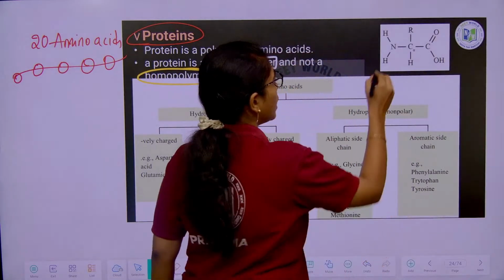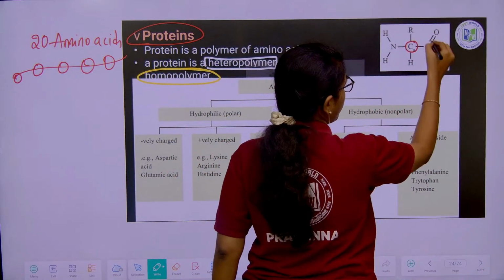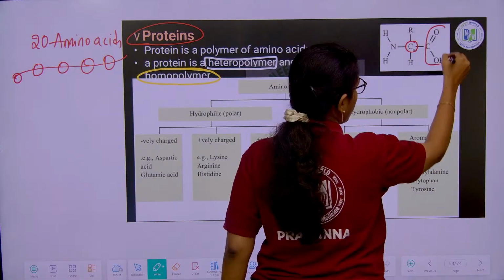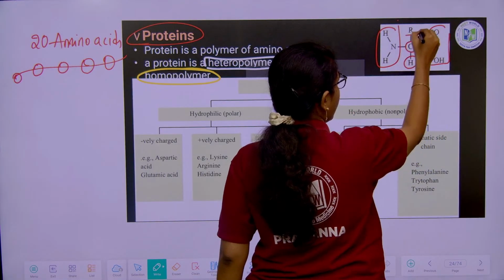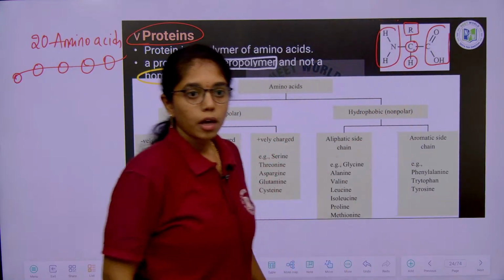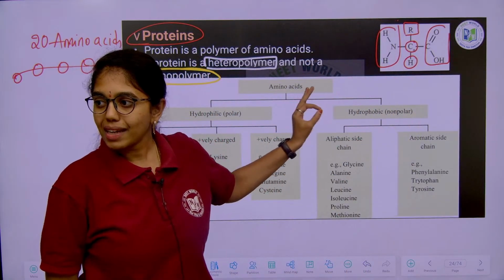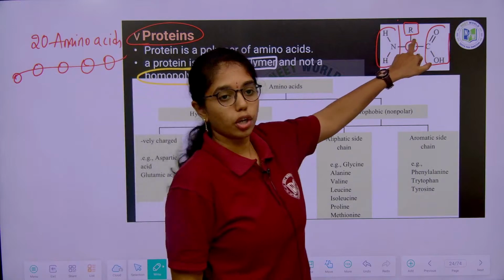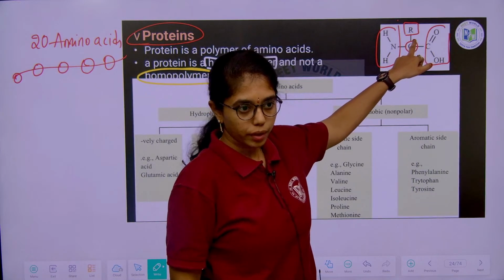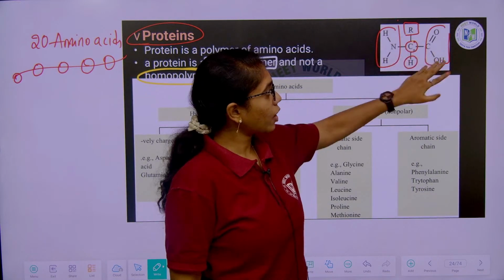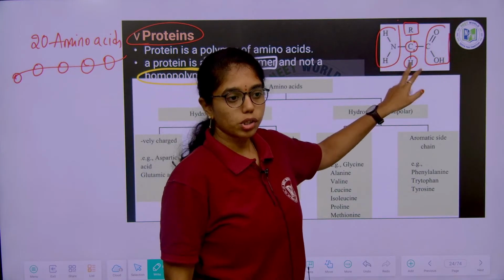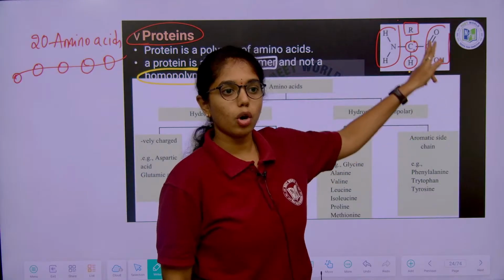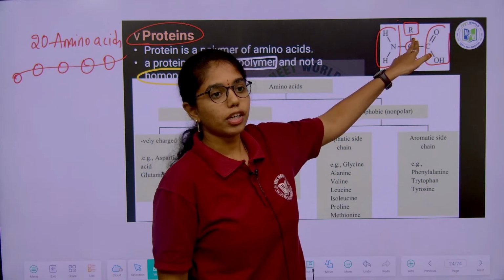At the center there is an alpha carbon, to which you have a carboxyl group, amino group and hydrogen, and then the functional group. With what is the amino acid varying? With the functional group. Okay. So these three are common: carboxyl group, amino group and hydrogen are common for all the amino acids. The only variable part here is the functional group.